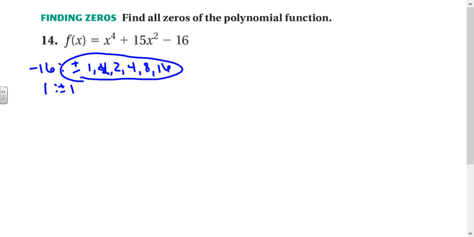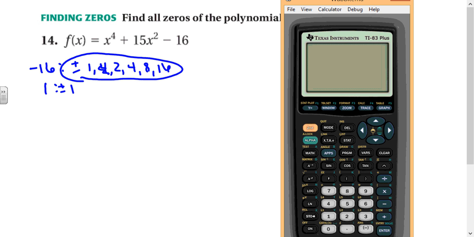So I could pick one of those and test it using synthetic division and figure out if it works. But we're going to use a shortcut. We're going to use our graphing calculator, and we're going to graph the function. Let's see if I can get it to turn on. There we go. I've already entered this function into the graphing calculator, and I'm going to graph it. And it looks like this. So I need to pick one of the zeros that I see on the graph, and there are 2. There's -1 and +1.